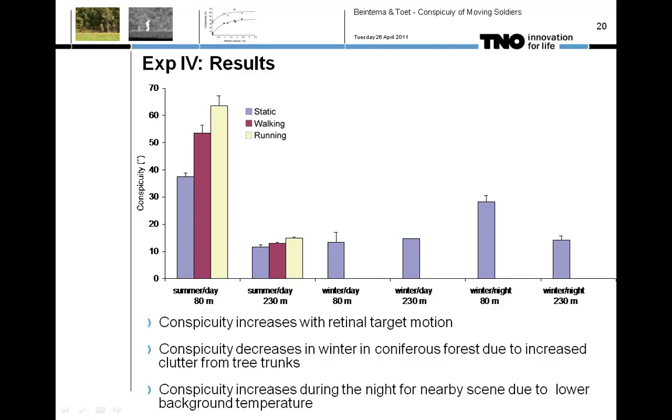Thirdly, a clear effect of season is observed. For deciduous forests seen at 80 meters, target conspicuity was roughly 3 times lower in winter than in summer. The reason for this conspicuity reduction is most likely the fact that tree trunks become visible in winter, thus adding clutter. This explanation is supported by the fact that the conspicuity for coniferous trees, for which the tree trunks are visible all year, does not vary across season. Fourthly, the conspicuity of the target seen against the deciduous forest edge at 80 meters increases during the night. In this case, the target contrast probably increased due to the lower background temperature.